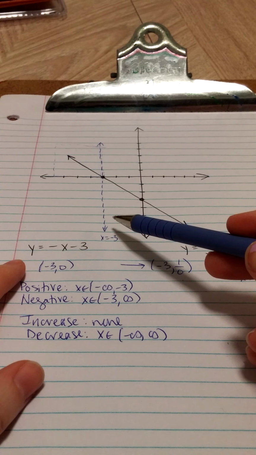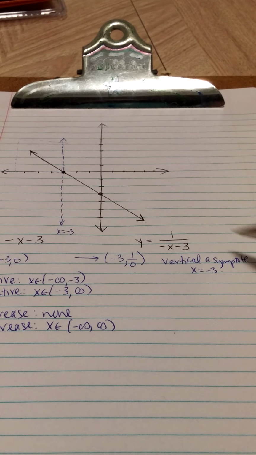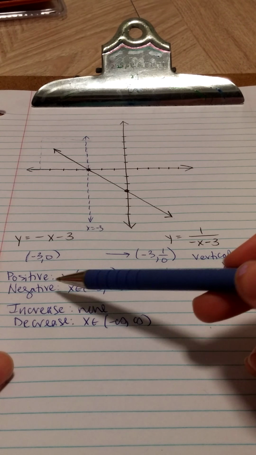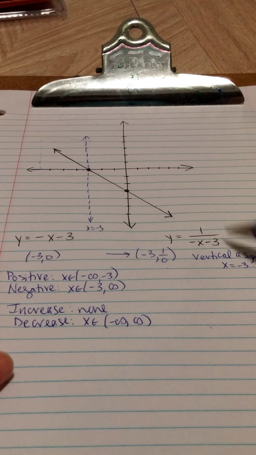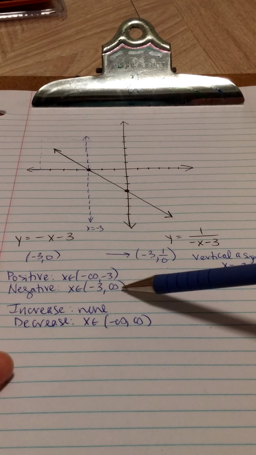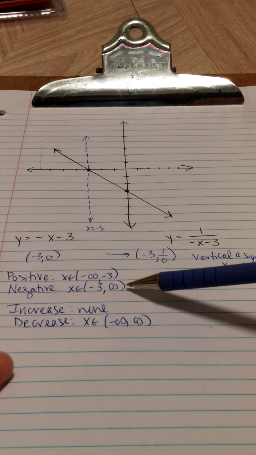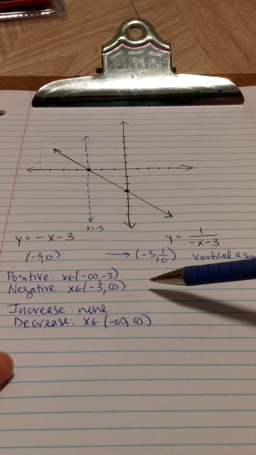And that represents our vertical asymptote. So that's our first characteristic that we can match. Now, in terms of positive and negative intervals, how does that show up on the reciprocal? Well, I try to remember that when I take the reciprocal of a number, it never changes the sign.